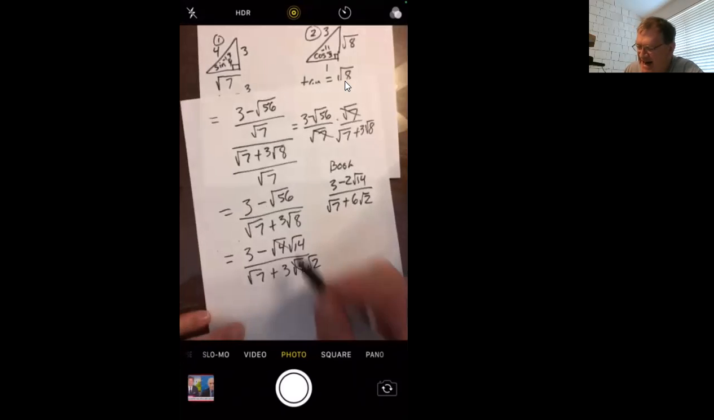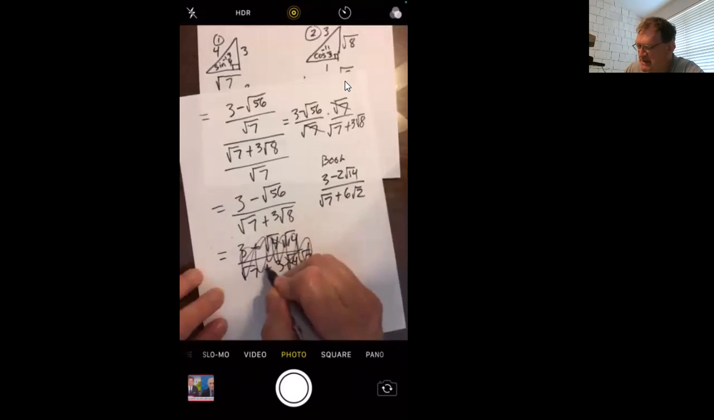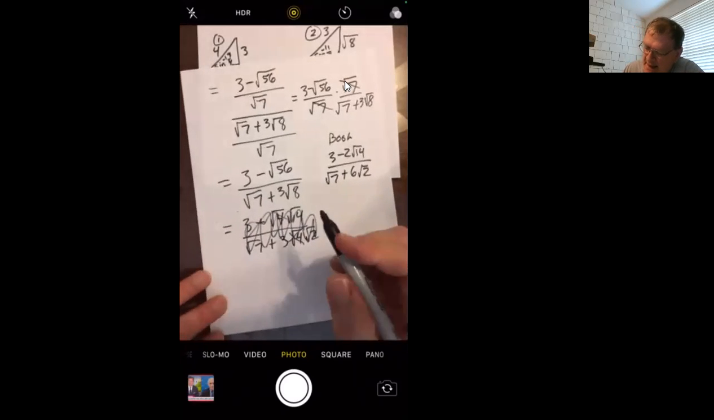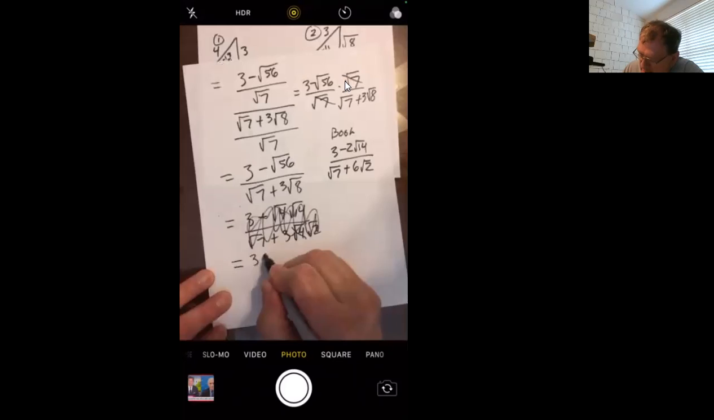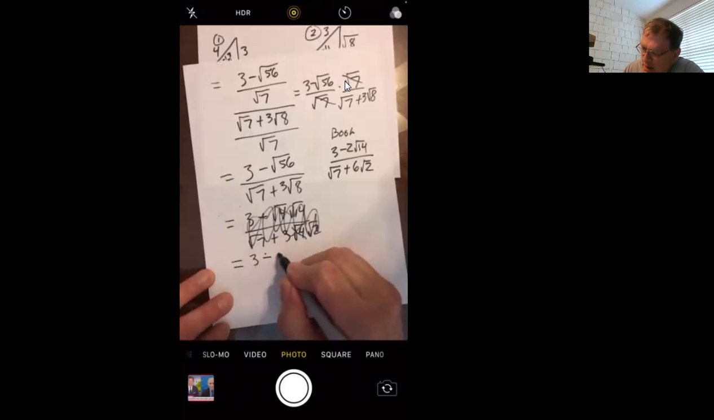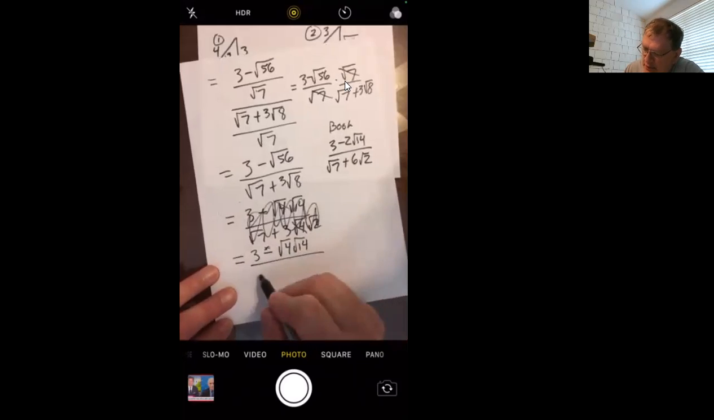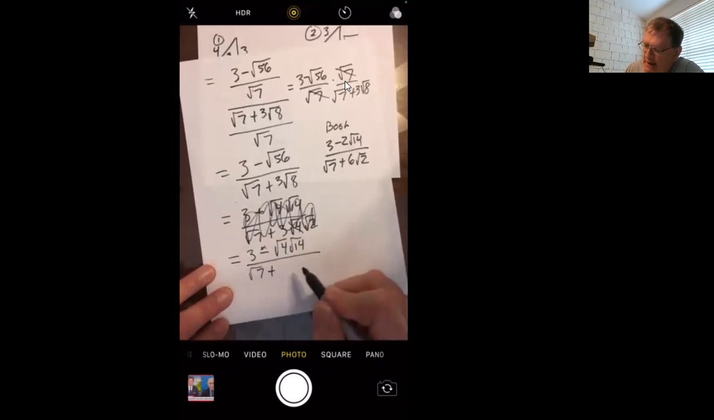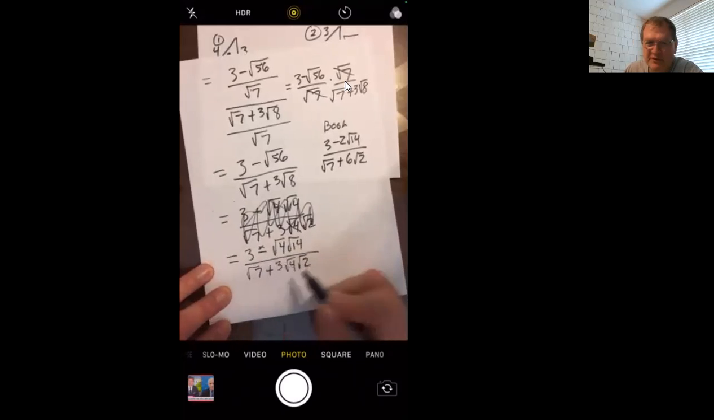No, they don't. God, you idiot. You can't cancel because you get the plus and minus signs. Come on, you're going too fast. 3 minus root 4, root 14, and then that's a minus. All right, then you got a root 7, add 3, root 4, and root 2. You cannot cancel the root 4.